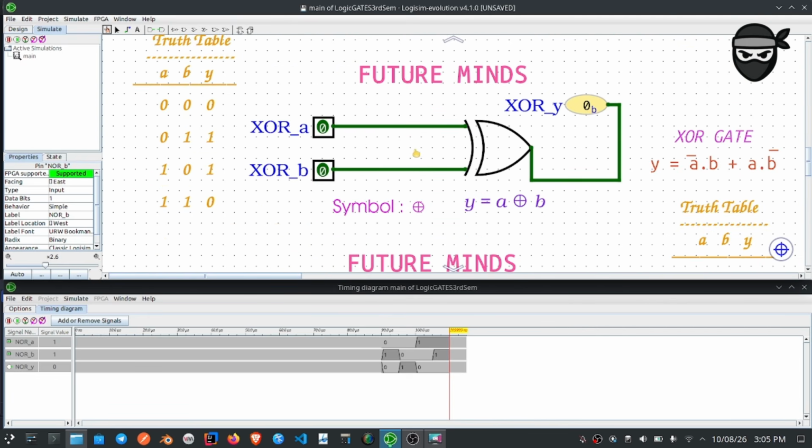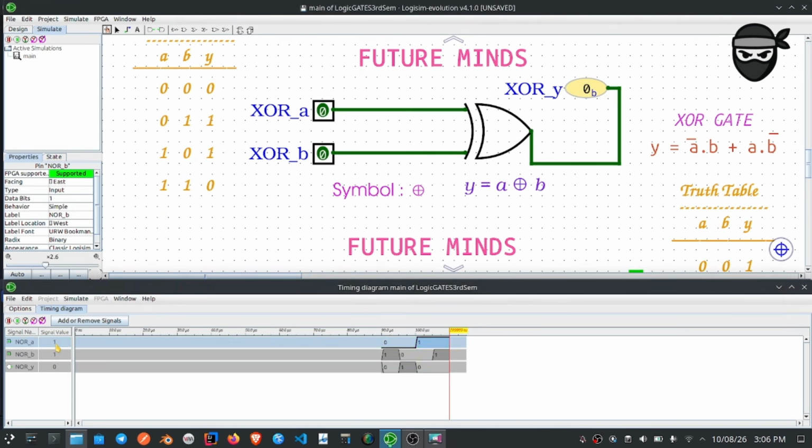Next is the XOR gate. The XOR gate is a very interesting gate. As you can see, the output is high only when both of the pins are at different states, maybe 0 and 1 or 1 and 0. When both of them are at the same state, maybe high or low, the output is at low state. The basic notation is complement of A dot B plus A dot complement of B.